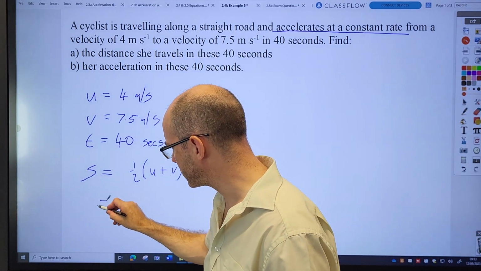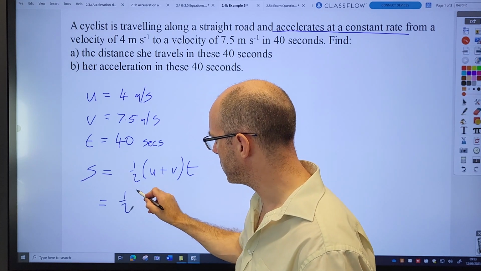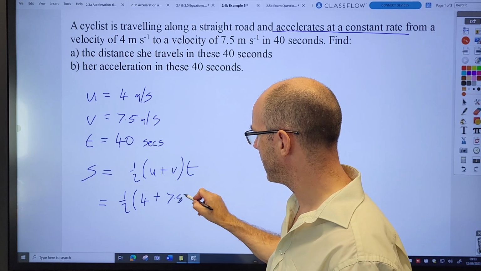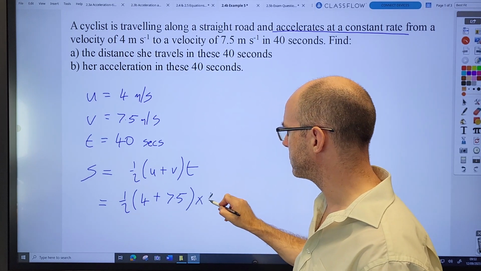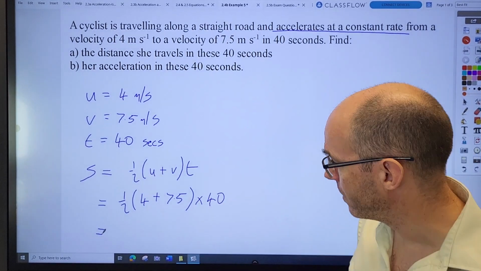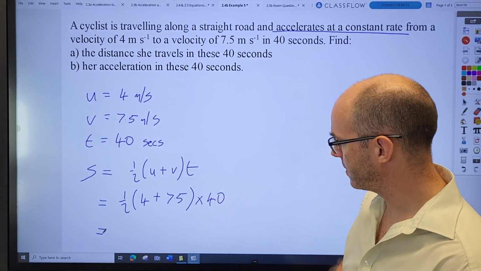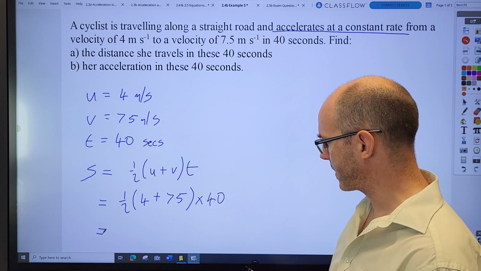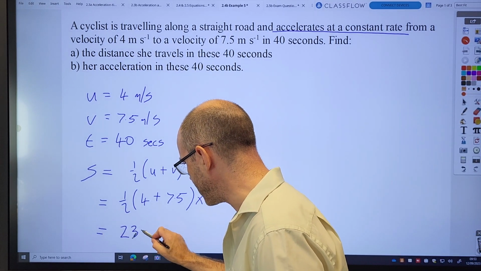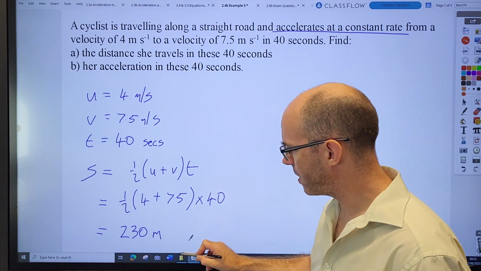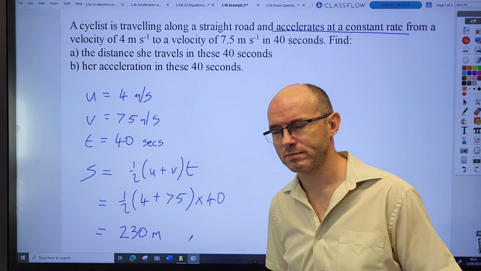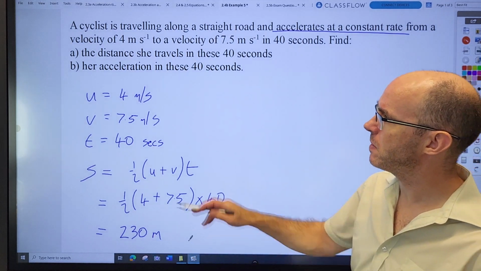It's then just a case of substituting these values in. So u is 4, v is 7.5, and t is 40. And then I suggest you pick up a calculator and work out what that actually is. I'm sure you could do it without a calculator, but speed is of the essence, particularly in an exam. I'd advise writing units, because all questions are related to the real world. So 230 meters. That's part A.